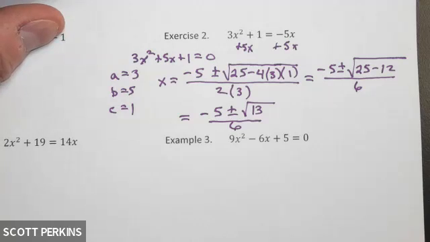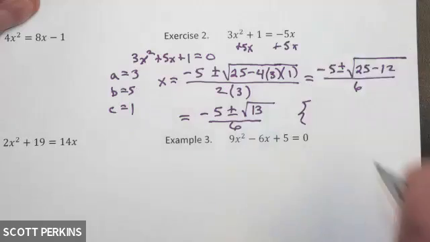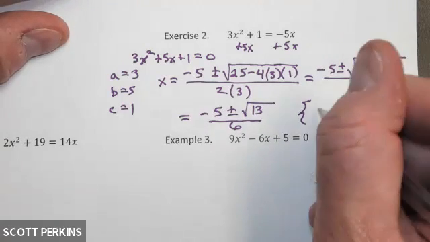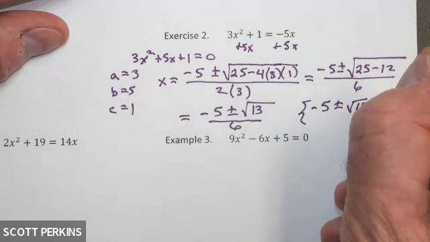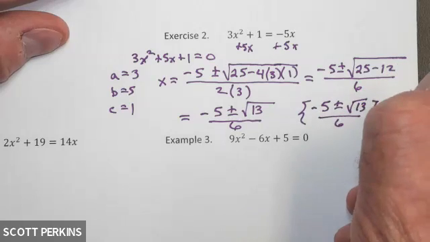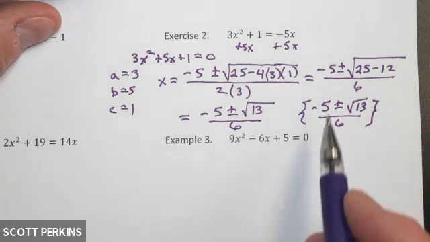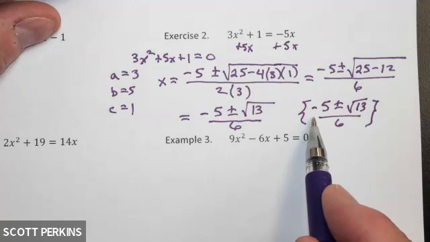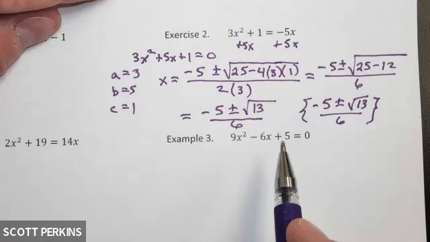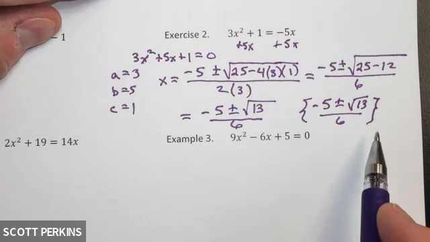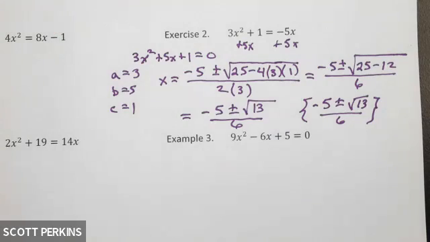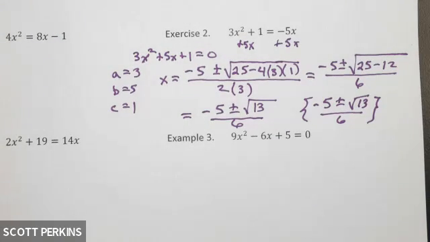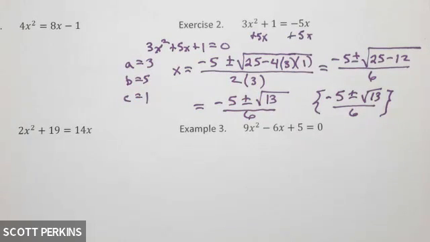So all I'm going to do now is write that as my solution set. So here's my squiggly, my brace. And I'm going to say, okay, my two solutions are negative 5 plus or minus the square root of 13 all over 6. Remember that 6 is underneath the whole thing. It's not just under the negative 5 or just under the radical. That division bar is underneath that whole binomial. If you got a question, ask it. If not, go do exercise 3.